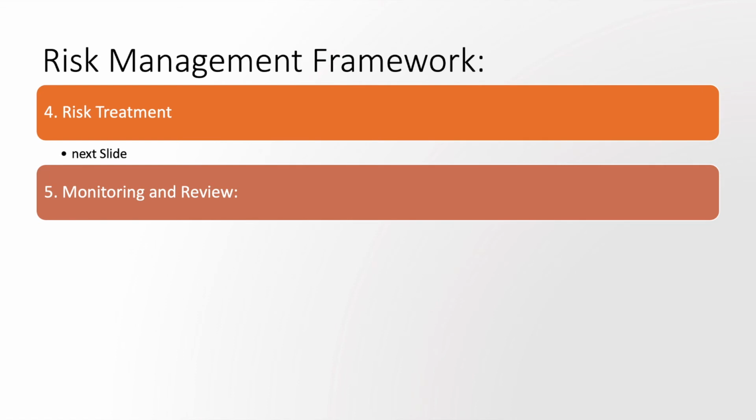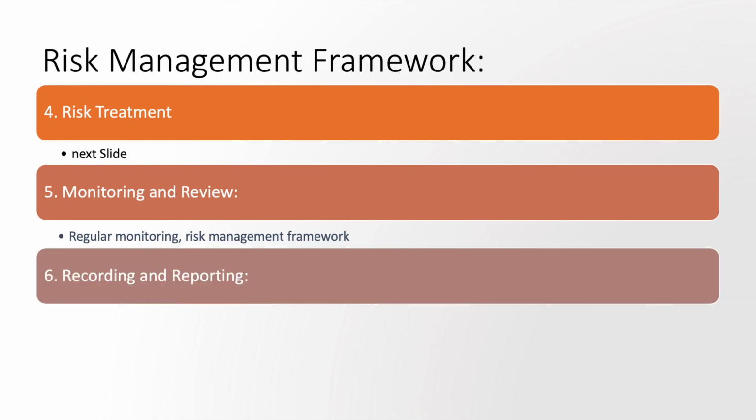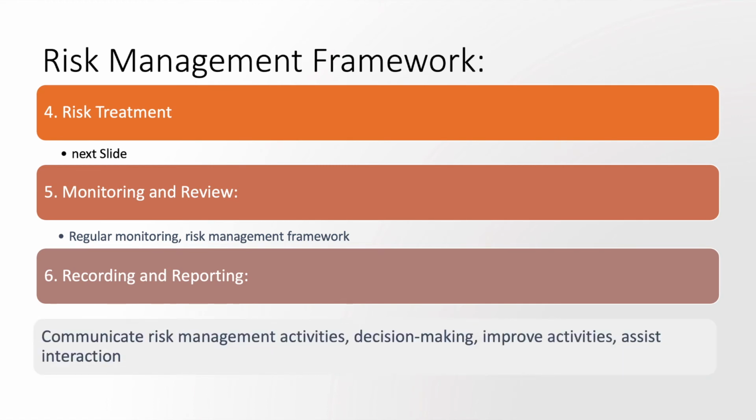Whatever we have done with the risk assessment and then the risk treatment plans, after that we have to regularly monitor and review those risk management frameworks. Okay. Then the sixth step is recording and reporting. We have to record and report accordingly. How are we going to do that? Communicate risk management activities, decision making, improve activities, assist interaction with stakeholders.